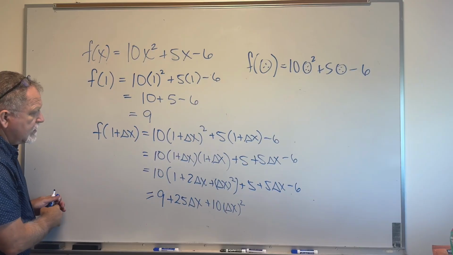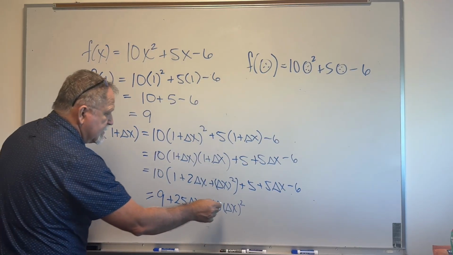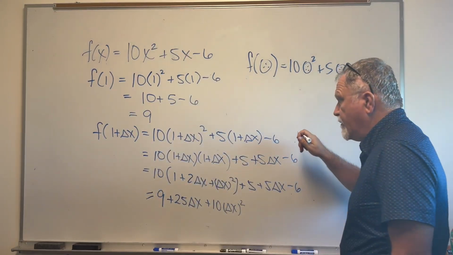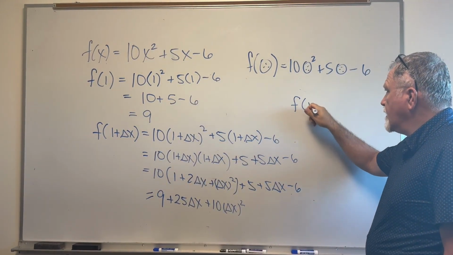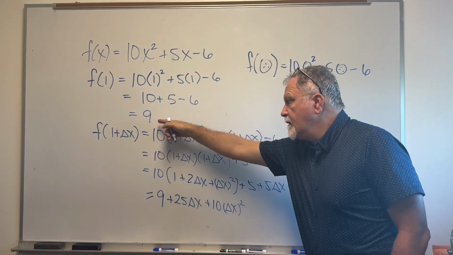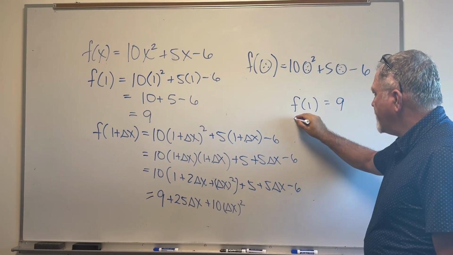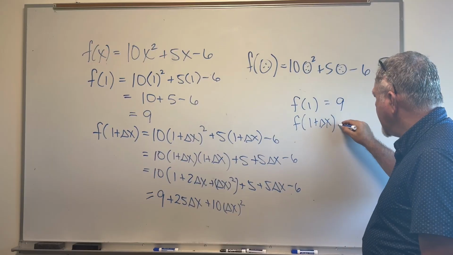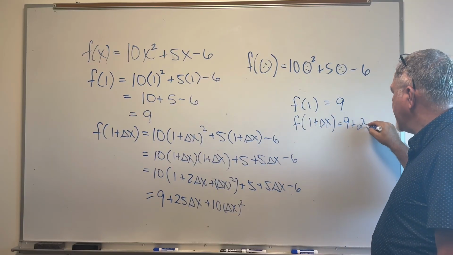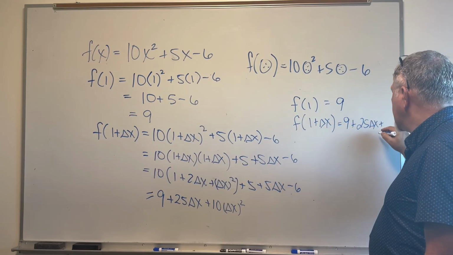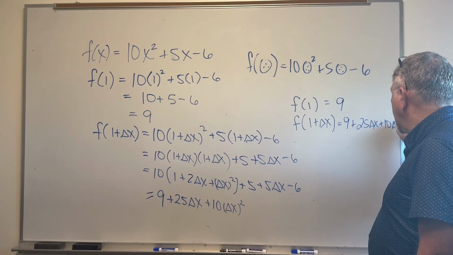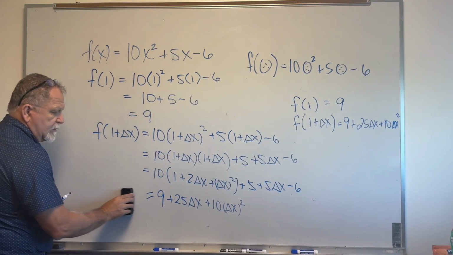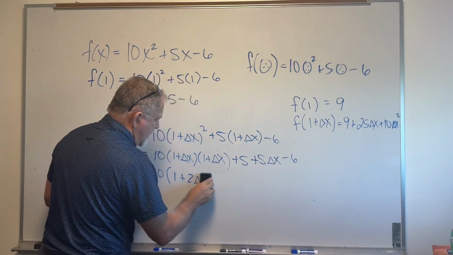So let's just grab this piece and put this off to the side. So we figured out that f of 1 was 9, and that f of 1 plus delta x was 9 plus 25 delta x plus 10 delta x squared. Sorry, running out of space. So I'm going to go ahead and erase this. We're going to use those values later on.